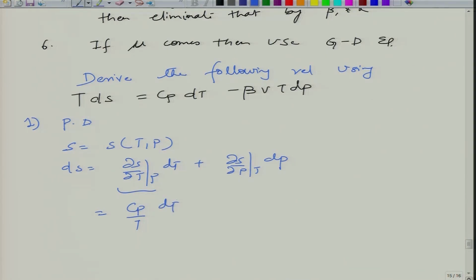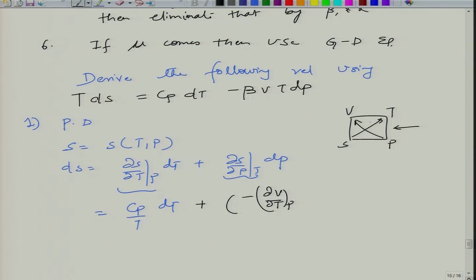Okay. And then this is the term where we have to get some Maxwell relation, because we have to replace this. So, I may use a bond diagram, S V T P, and since I am interested in S and P, essentially I am going to look at this side. Then this can be replaced as minus del V by del T at constant P, but since this arrow is pointing towards itself, there has to be a minus sign, and this is dP. So, I am using this bond diagram to get that.